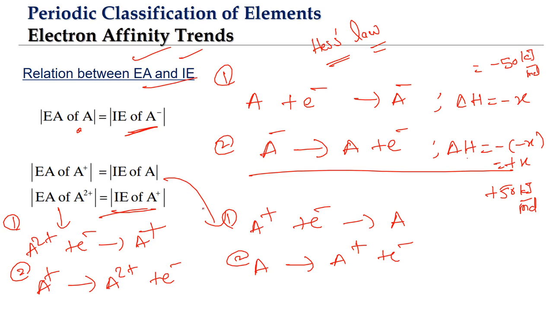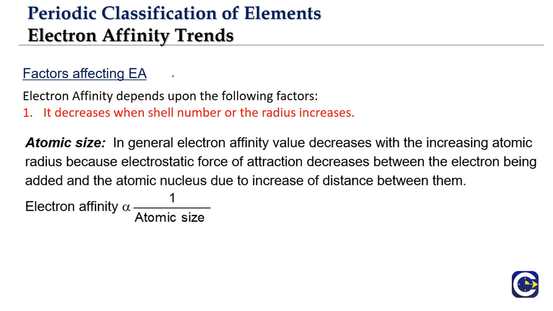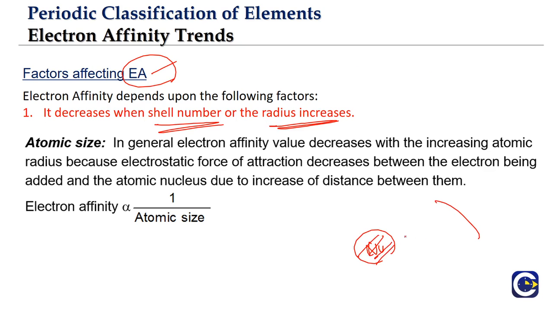Now why we are focusing on this is that sometimes in previous years, they have asked questions on this phenomenon, just the relation between the ionization energy and electron affinity or electron gain enthalpy. Now what are the factors on which this electron affinity depends? The first is shell number or the radius. If the radius is increasing, it means the outermost orbit is going farther and farther from the nucleus, isn't it? So if the atomic radius is increasing, what is going to happen? The electron affinity value will decrease.